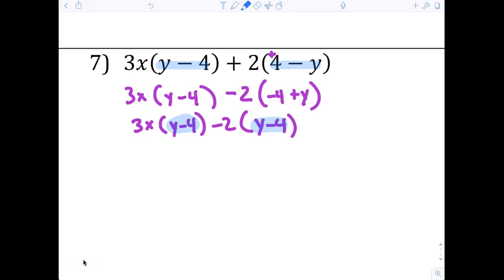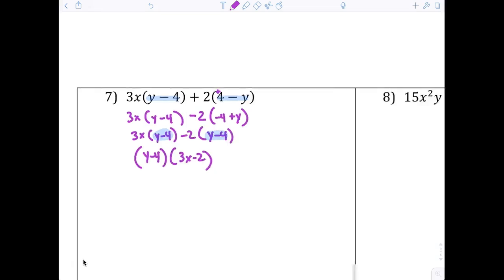Now, what's factoring here? What's common? y minus 4. That's right. So now we write down a y minus 4, and then what's left behind? Yeah. 3x minus 2. Now star it and make sure you review it. Factoring out a negative.